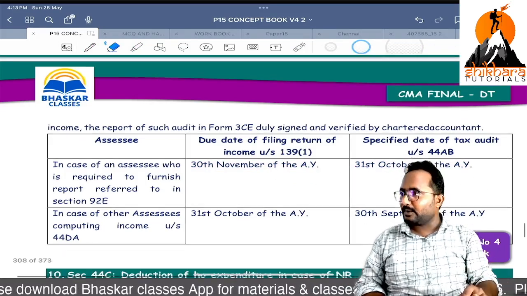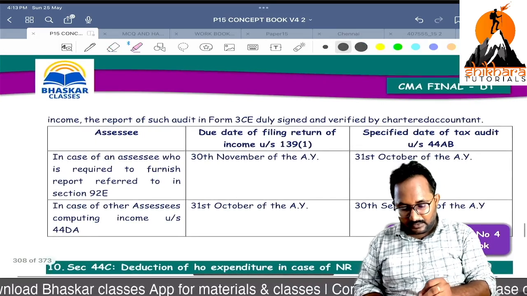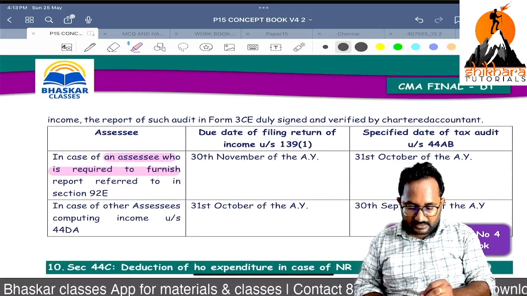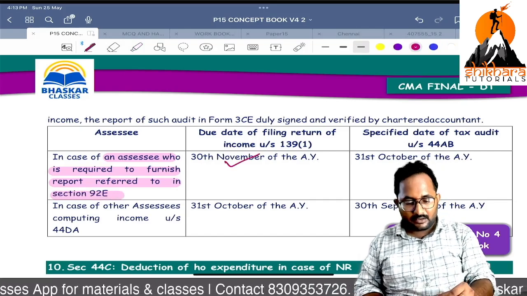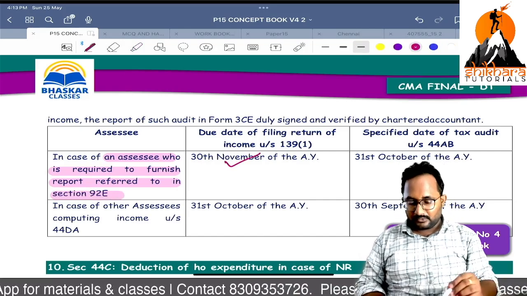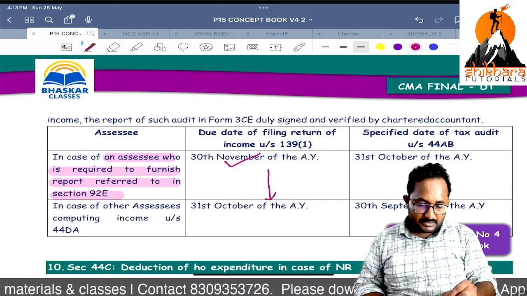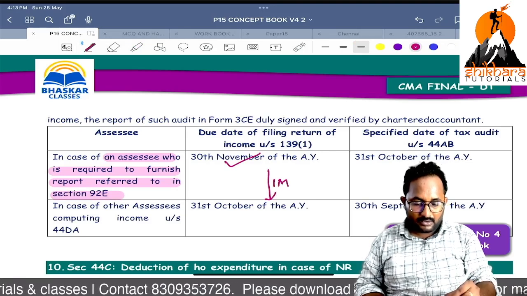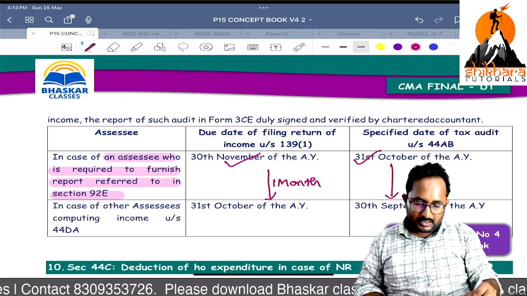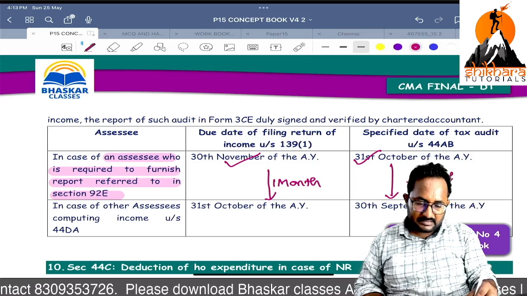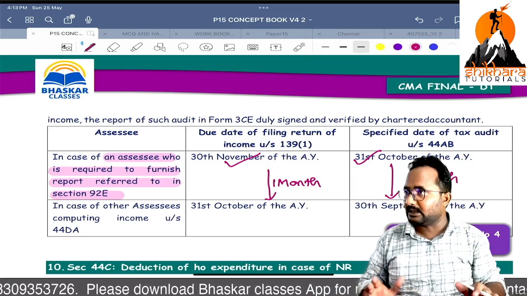So this is a normal point only, ma. So the SSC who is required to furnish the report, refer to section 92E. So what is the due date, ma? 30th. So exactly one month before we have to submit the audit report. Here also they are saying the same thing, but it is not required to remember. Exactly one month before the due date we have to submit all the reports.